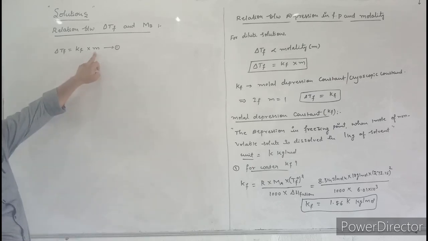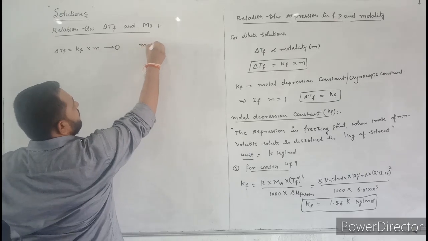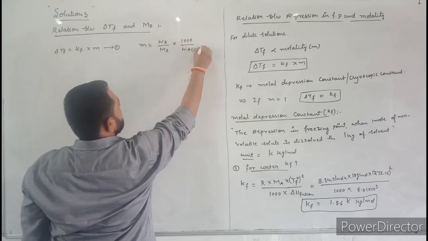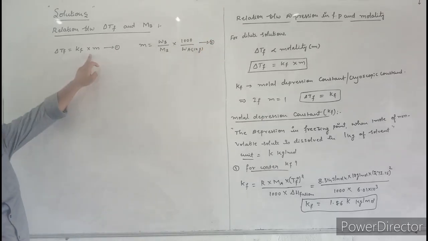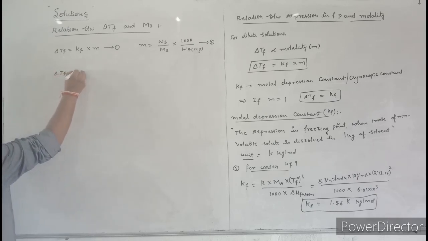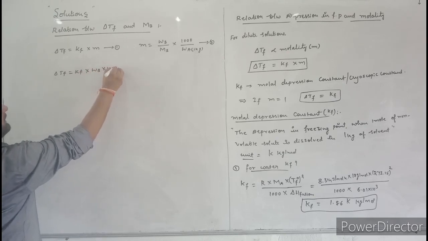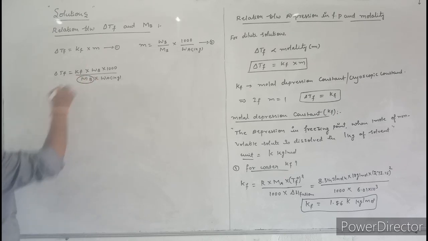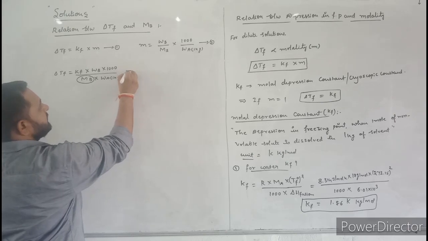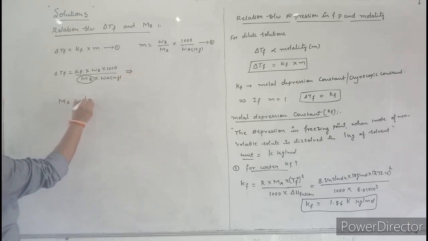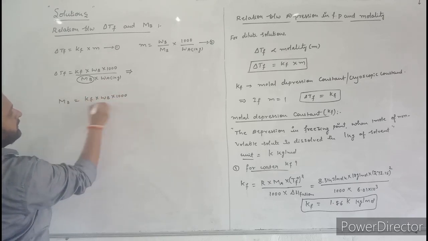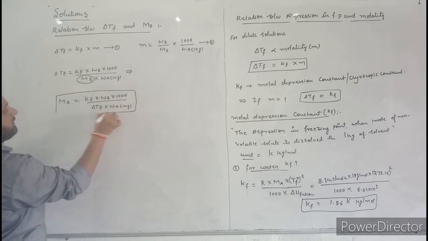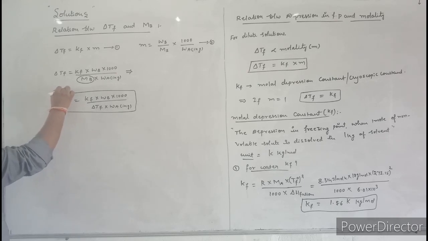Now substitute the m value. Small m means molality. Molality is equal to weight of solute divided by molecular mass of solute, into 1000, divided by weight of solvent in grams. This is equation 2. Substitute equation 2 in equation 1. Here delta Tf is equal to Kf into Wb into 1000 divided by Mb into Wa in grams. Now you need to calculate the molar mass of solute, so rearrange this equation. You will get Mb is equal to Kf into Wb into 1000 divided by delta Tf into Wa in grams. This is the relation between delta Tf and the molar mass of solute, and this formula is very important to calculate the molar mass of solute.